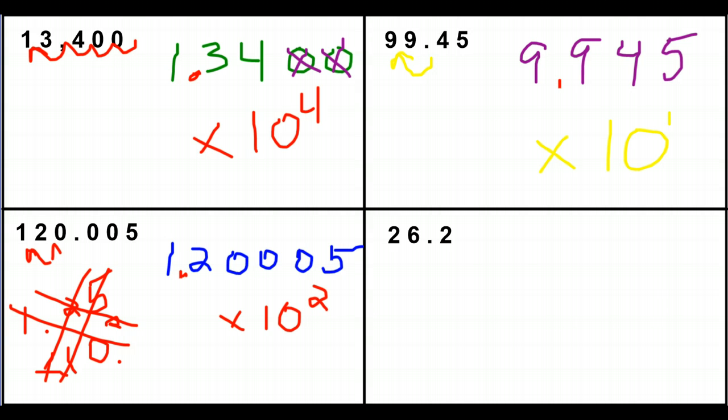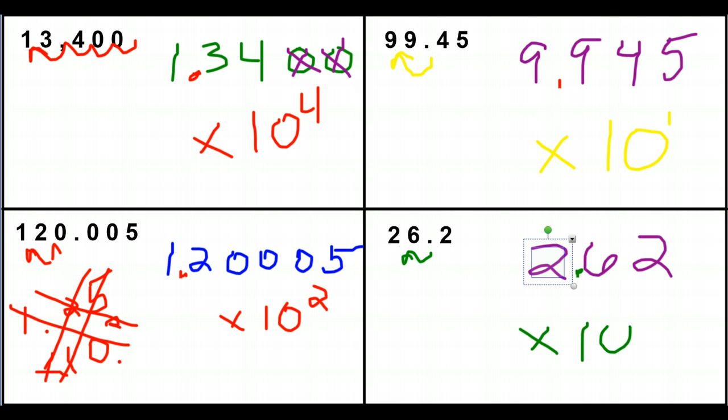And then finally, for 26.2, we want the digits 2, 6, and 2. We need to put the decimal point between the 2 and the 6 so that it becomes a number between 1 and 10, and we only need to move it 1 space, so this just gets multiplied times 10 to the 1st.